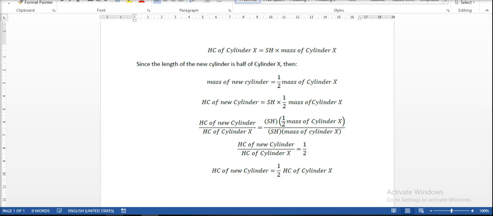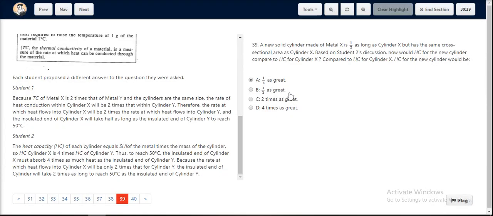So if you look out here, the HC of the new cylinder would be half as great. Hence, option B is the correct answer.